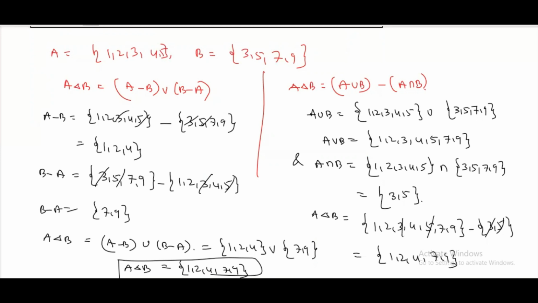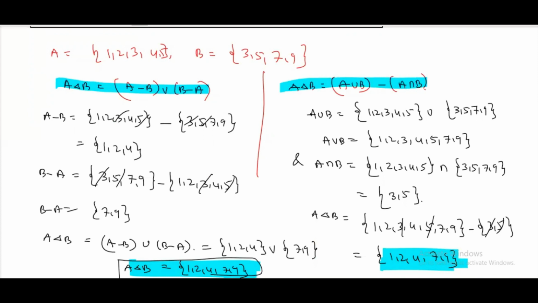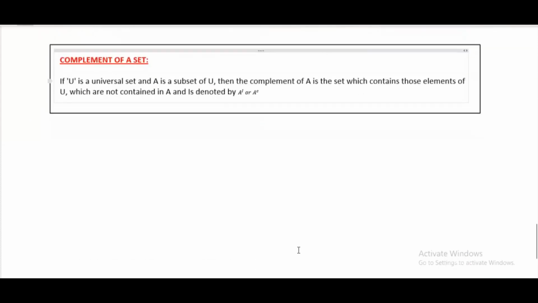So look at the answers we got in both the cases: 1, 2, 4, 7, 9 and 1, 2, 4, 7, 9. So to find the symmetric difference of two sets, we can use either this formula or this formula. So this is the way to find the symmetric difference.